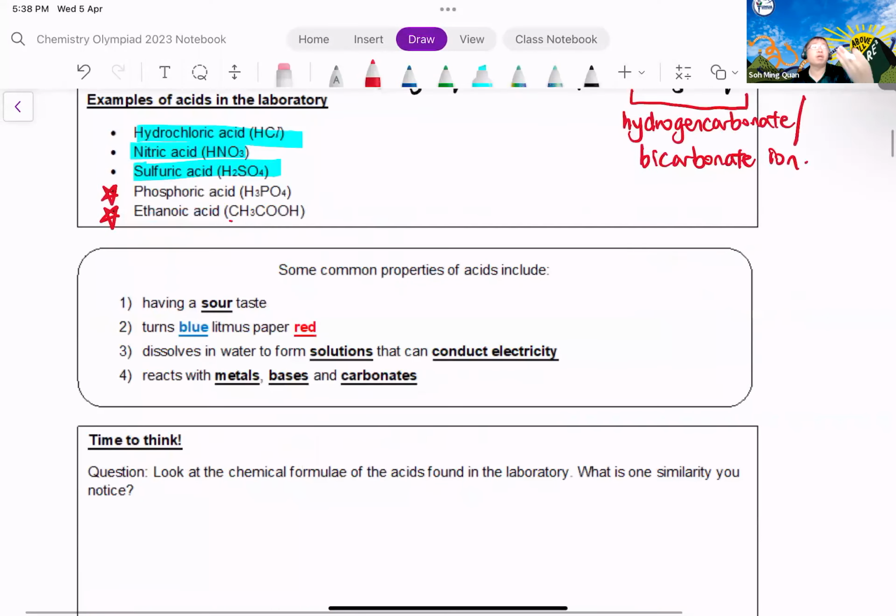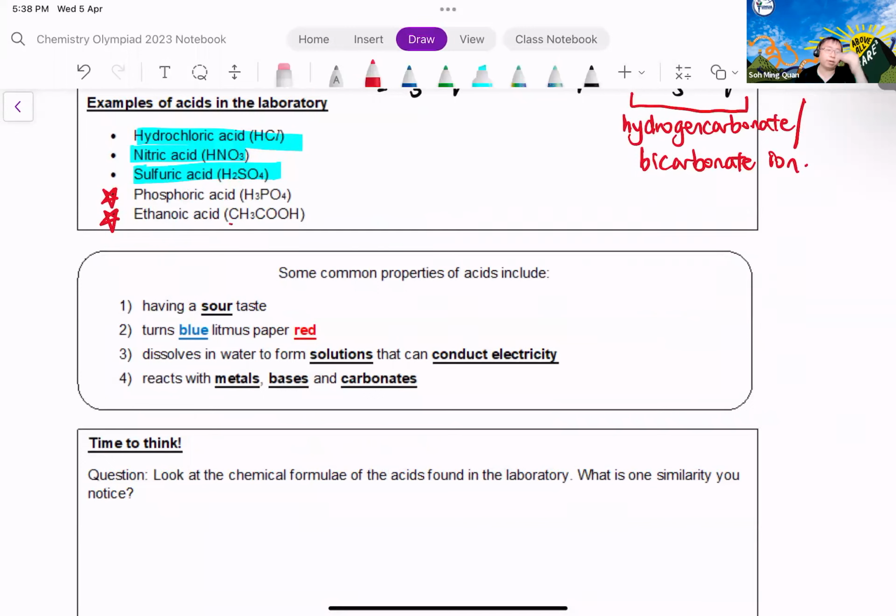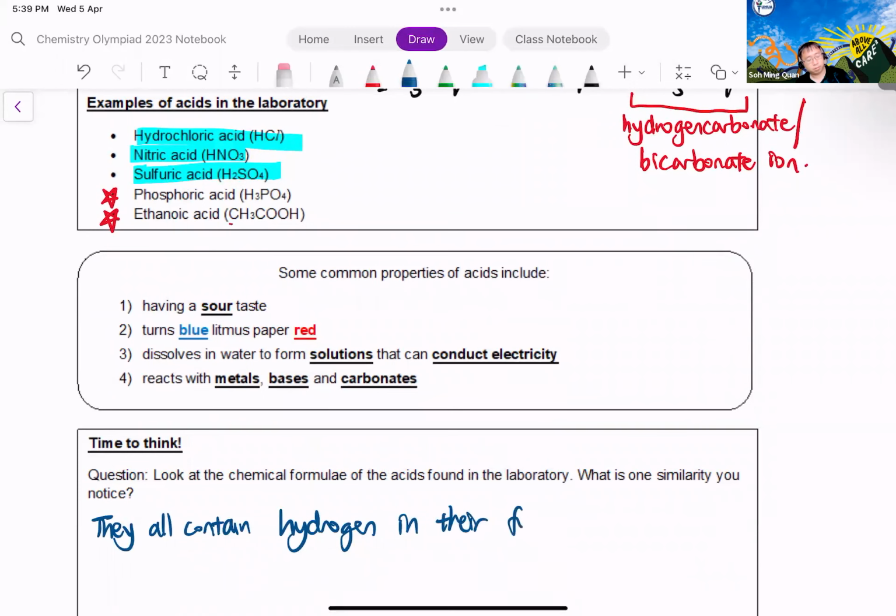So if you look at the formula, now you have learned chemical formula. If you look at the formula of the acids, they all have one similarity, which is the acids all contain hydrogen in their formula. Okay, regardless of what the acid is, if you look at the chemical formula, there is H inside it. They all contain hydrogen in their formula. All right, and this leads us to the definition of what an acid is.